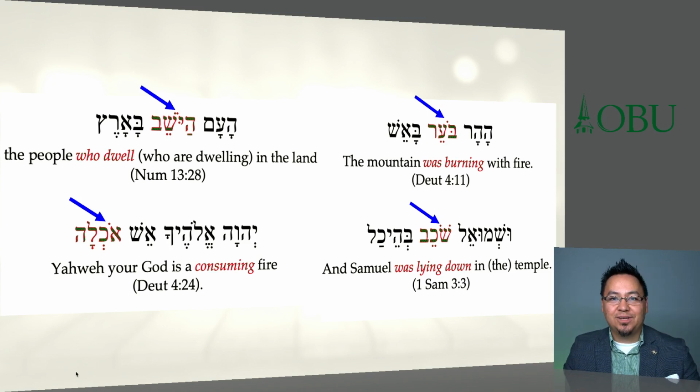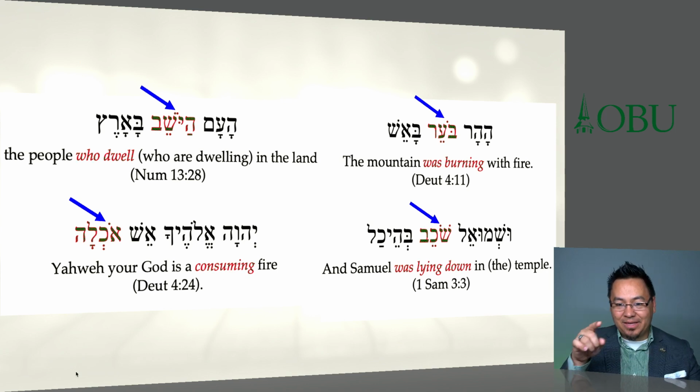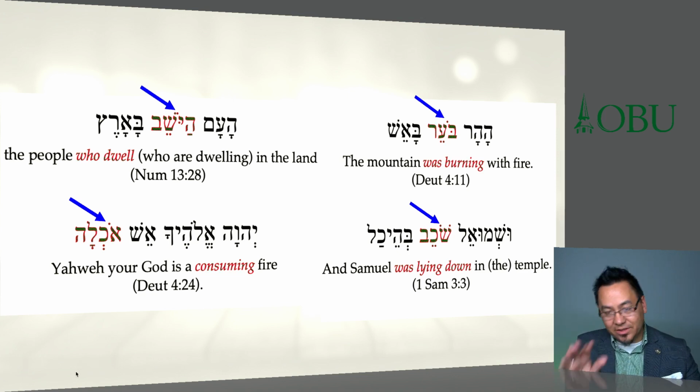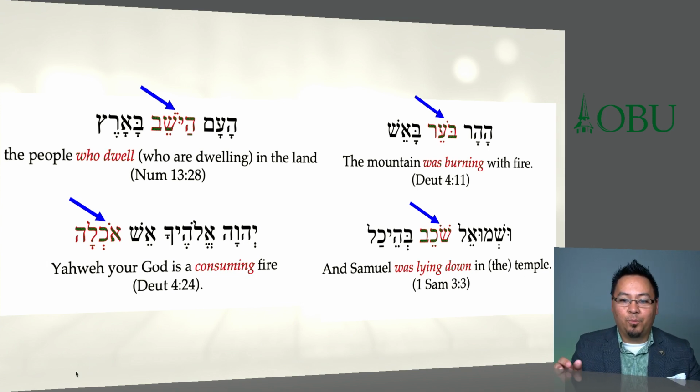Here's 4 different verses for you to see, and I've got them in red here, plus some blue arrows pointed at the O marker above the first letter in the verbal root. Let's start at the top right-hand side with Deuteronomy 4:11, and it says, Hahar boer ba'esh. The mountain was burning with fire, or in fire, quite literally. Was burning, B-U-R-N-I-N-G. It has the ing on it, so that's a participle.